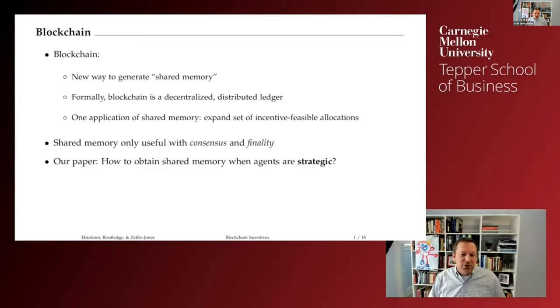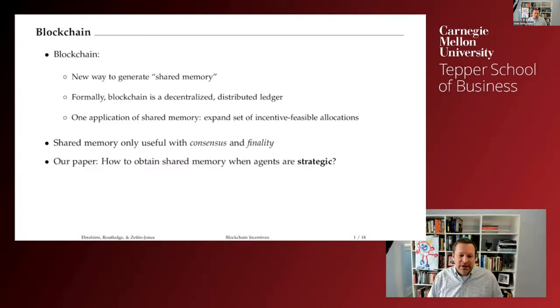Now, if it works and it generates this new form of shared memory, it should not surprise anyone in this crowd that one application could be enlarging the set of incentive feasible allocations we can attain, much the same way money can allow us to do that, okay? It should be no surprise that Bitcoin emerged as an application of the shared memory. But for shared memory to work and be useful, everyone accessing this ledger has to agree on what is the correct version of this ledger. We need some notion of consensus.